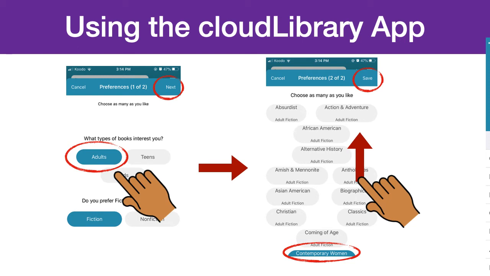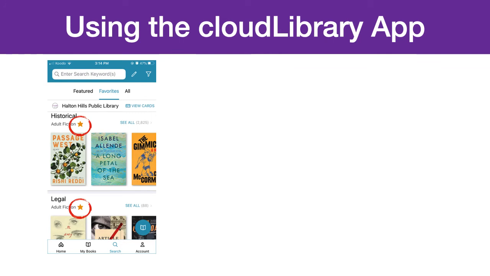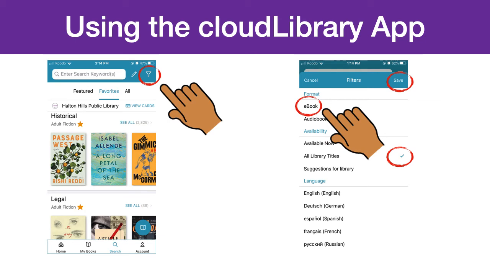Choose your preferences for your favorites, pick as many of the options as you would like, and hit Next. Then you can choose as many genres or topics as you would like and hit Save. Your favorites will now appear, and they will all have a yellow star beside them. To change your filters, choose the beaker-like function in the top right corner. From there, you can filter your search options by format, availability, and language. A small checkmark will appear to indicate what you have chosen, and once you're happy with your choices, you can hit Save.